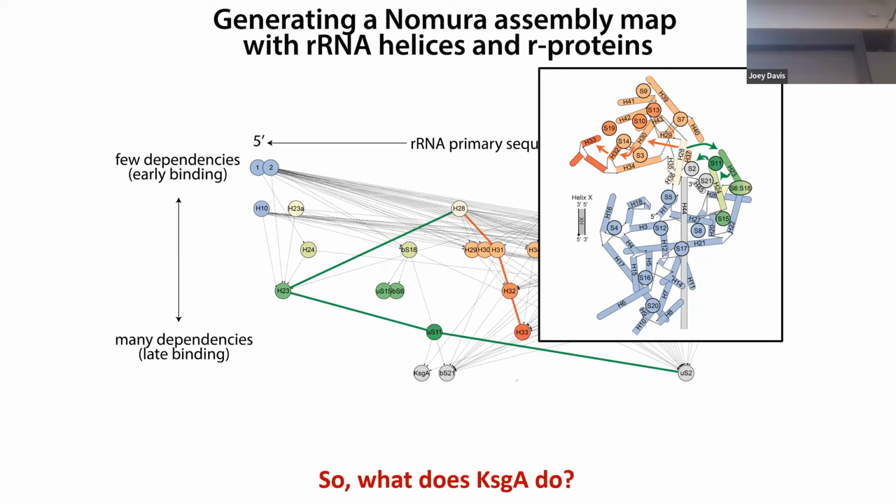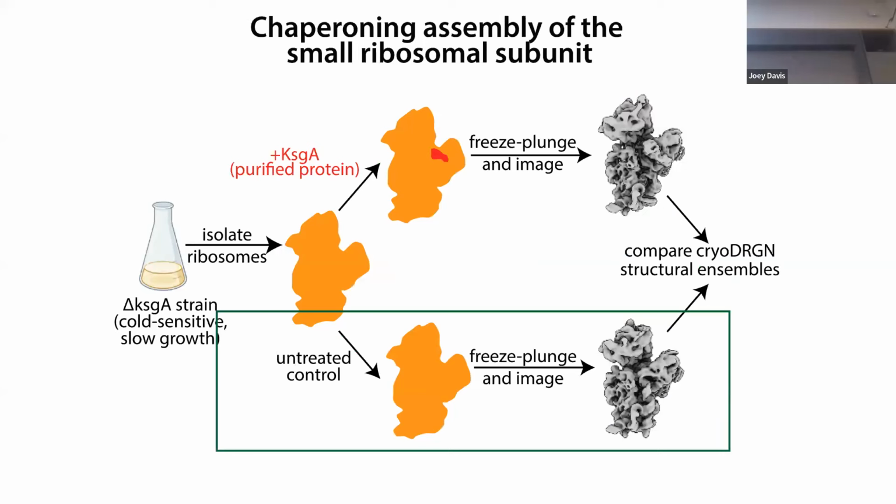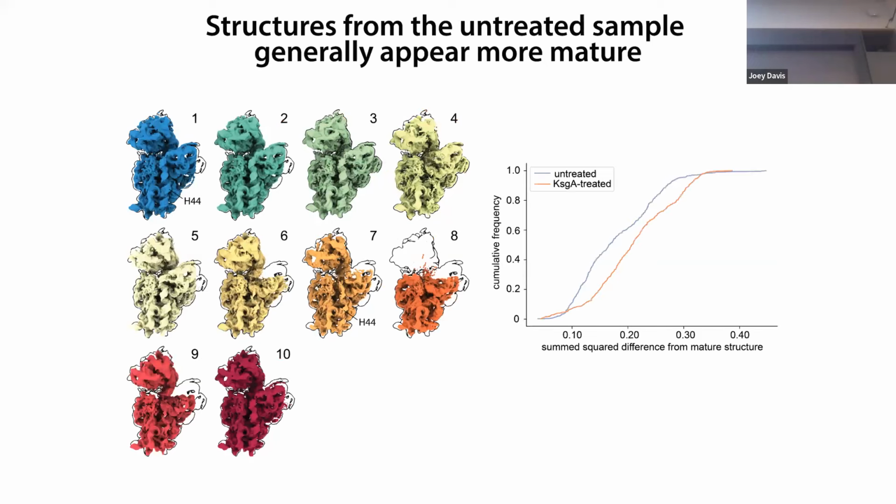Okay, so I told you a bunch of things about assembly generally, and I told you about what KsgA does. So we started to look at the other sample, which in theory should be the substrate of KsgA. We expected this to be even less mature than what we started with. And we were really surprised: it doesn't matter how we parameterize this, the particles grossly appear more mature. So the substrate of the assembly factor is more mature than the product of the assembly factor. That doesn't sound like an assembly factor. And so this was a bit of a confusion for us.